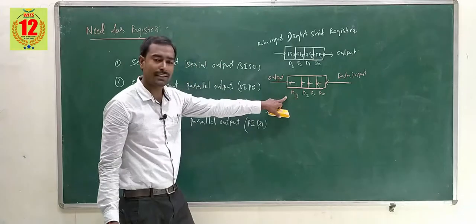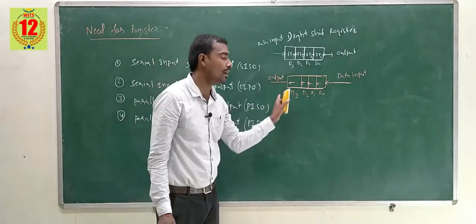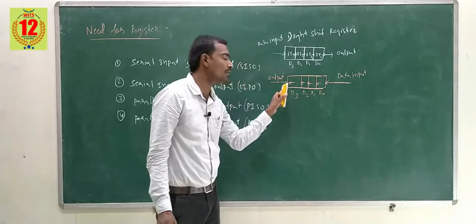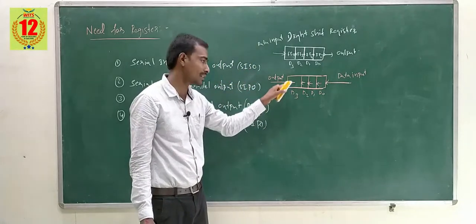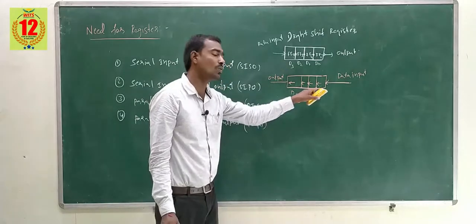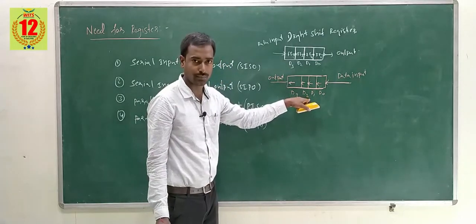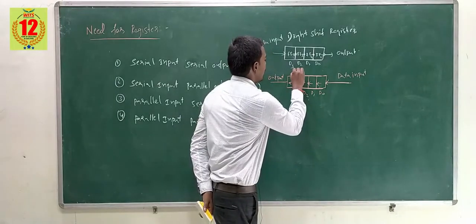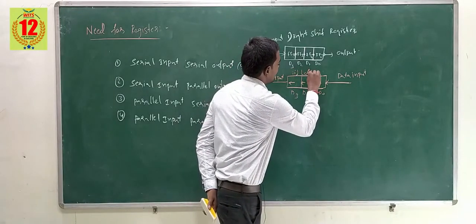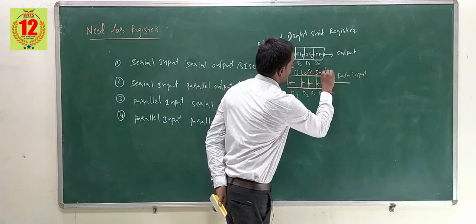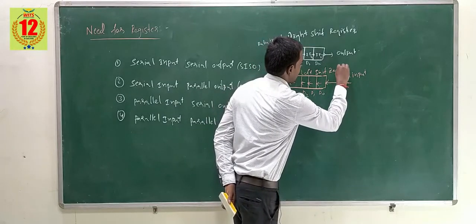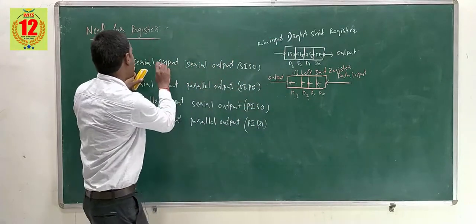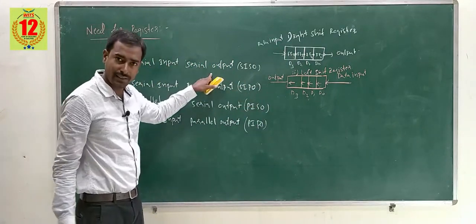So this register is called a left shift register, because the input is shifted to the left side of the register, and that is stored in this 4-bit register. So that's why this second one is called the left shift register. And these all come under serial input as well as serial output.